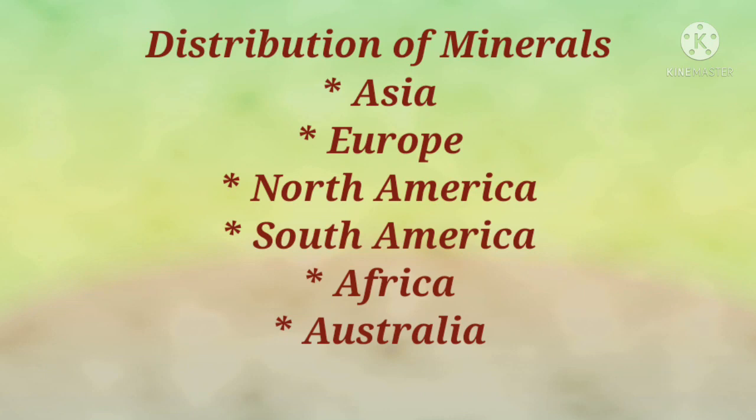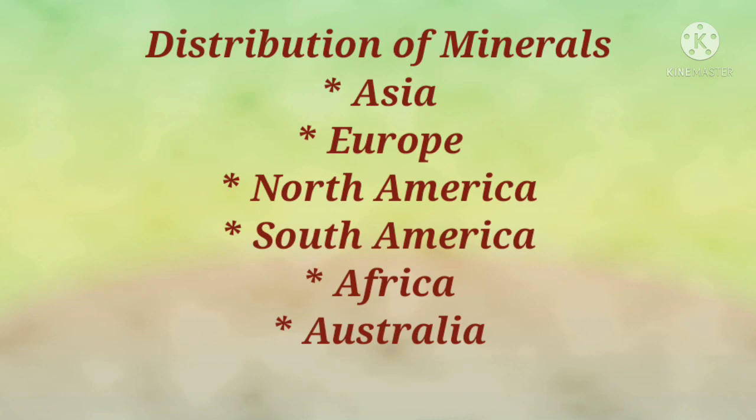So, China and India have large iron ore deposits. Next, we have Europe. Students, Europe is the leading producer of iron ore in the world. Students in Eastern Europe and European Russia have mineral deposits like copper, lead, zinc, manganese, and nickel.